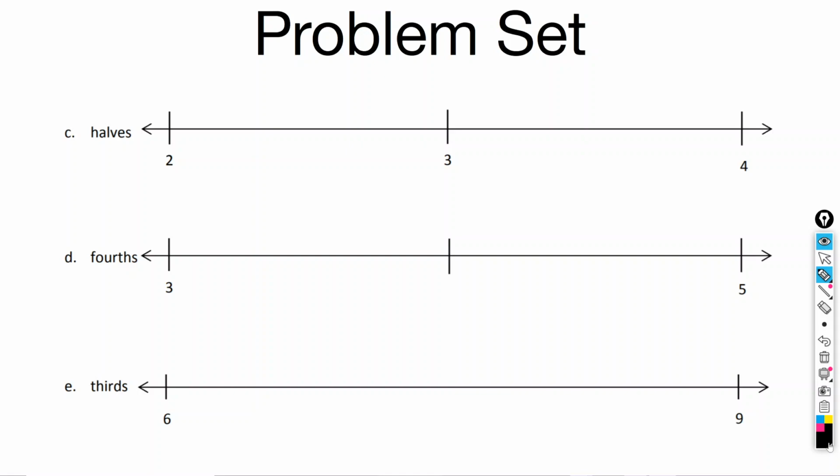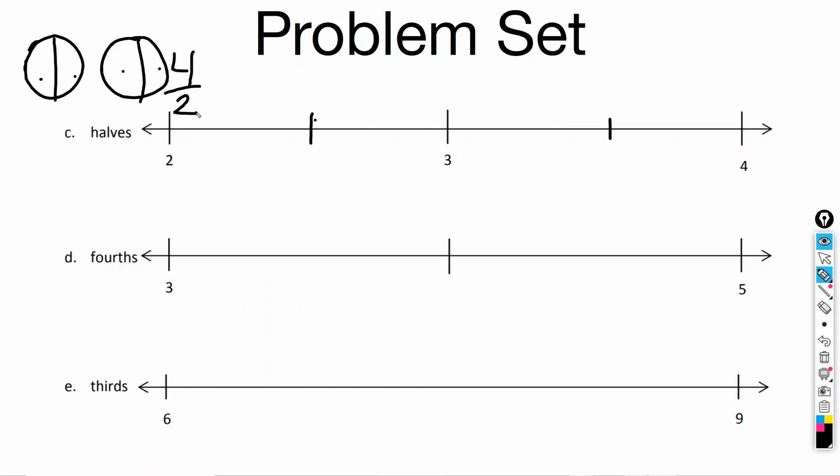So for C, it's asking for halves, and it's got 2 wholes, 3 wholes, and 4 wholes. So first I need to divide each in half. There's half. There's half. I have to figure out how much 2 halves are. So I'm going to draw 2 whole objects, break them in half, and count my pieces. 1, 2, 3, 4. So I have 4 halves. I need to put a box around it. And that would be 2 wholes.